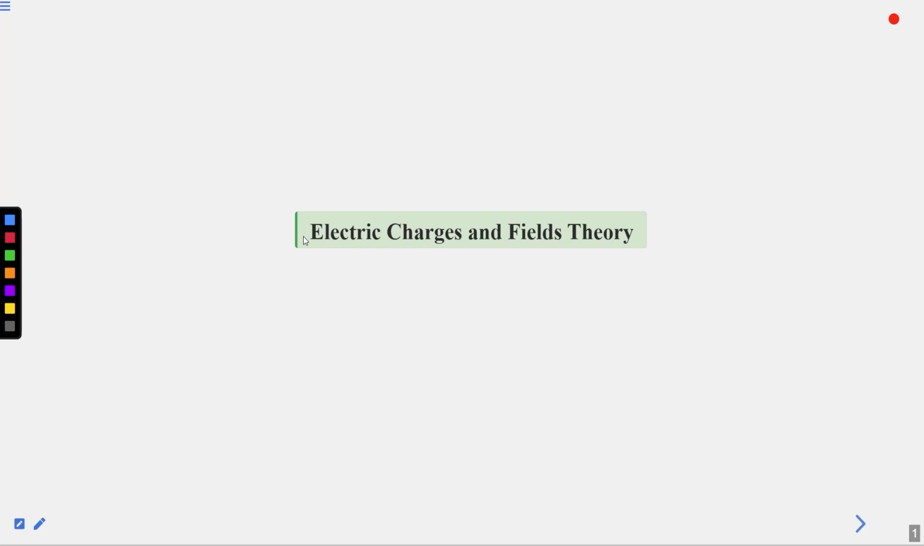Hello students, in today's lecture we are going to learn about electric charges and fields, and this is the theory part.